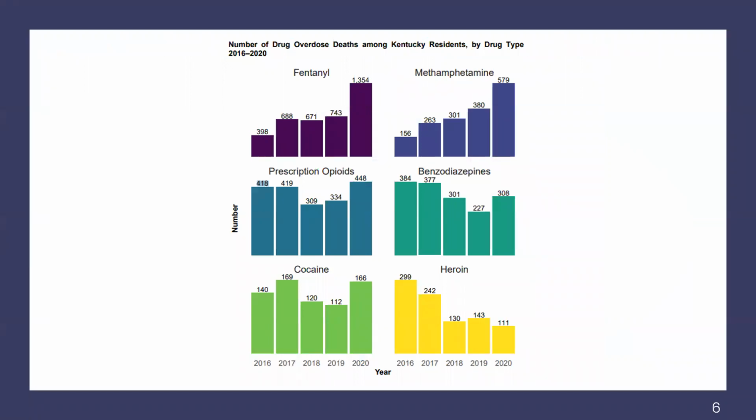In the last 6 years, we have seen spikes in the number of drug overdose deaths among Kentucky residents by certain drug types. With special attention given to fentanyl and methamphetamine, we see fentanyl deaths rose by 958 and methamphetamine rose by 423. There hasn't been too significant of a variation in rates for prescription opioids, benzodiazepines, or cocaine. Those have remained pretty steady. And lastly, heroin, we have seen a decline in these rates.